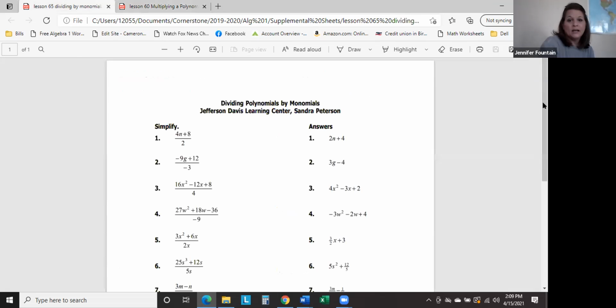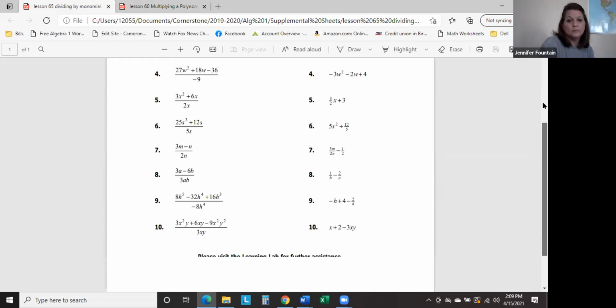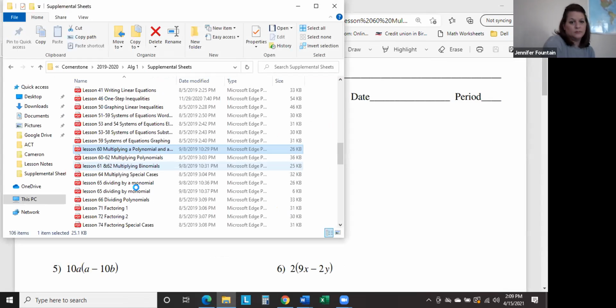And then the other thing is going to be dividing monomials. I'll send that one. That's not the one I was looking for. It's this one. Since I've got these pulled up on my computer, I don't have my stylus to write on them, because it's shared on my computer, not my iPad.